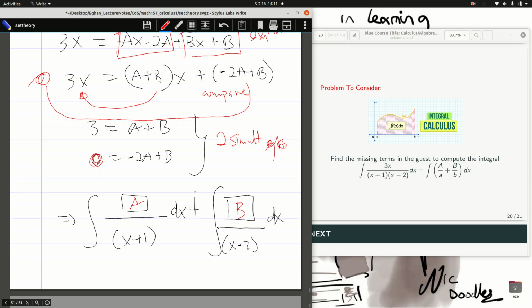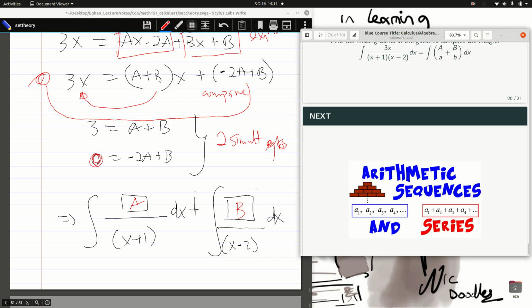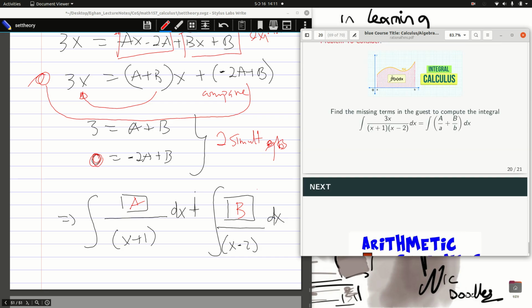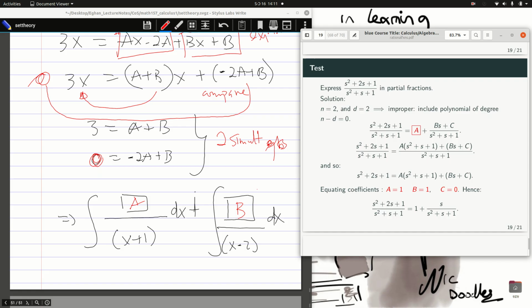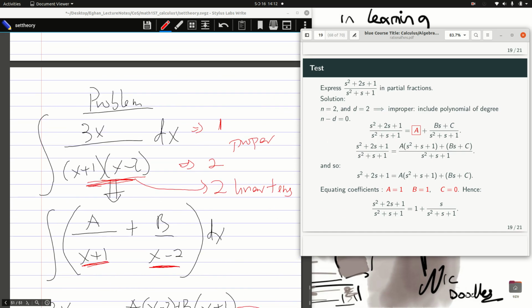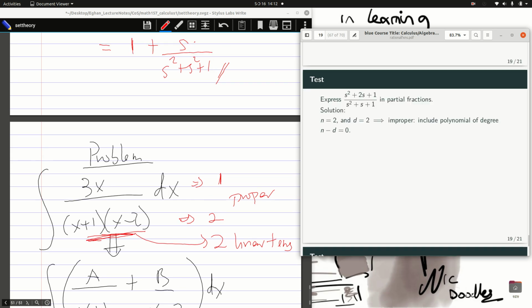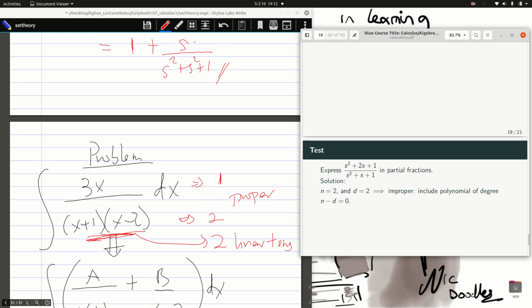I hope the partial fractions lesson has been helpful. In our next section, unit 7, we'll take the arithmetic sequence. Please confirm this using the long division approach. I've shown you how to use partial fractions. If you're not so convinced and you still want to go to long division, you are good to go. Okay, thank you. See you in the next lecture video.